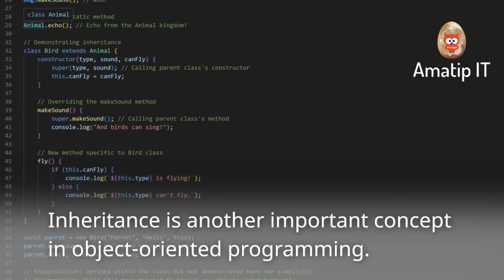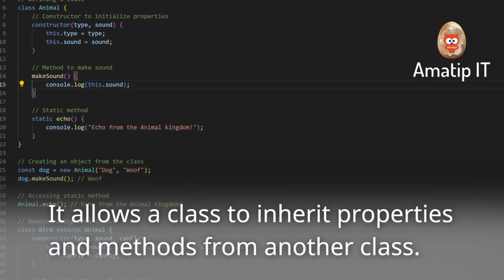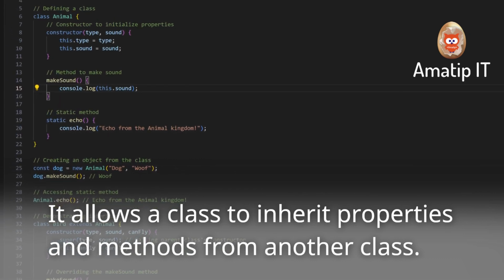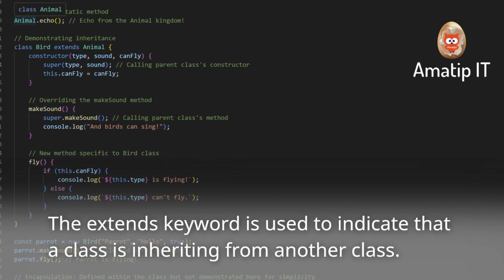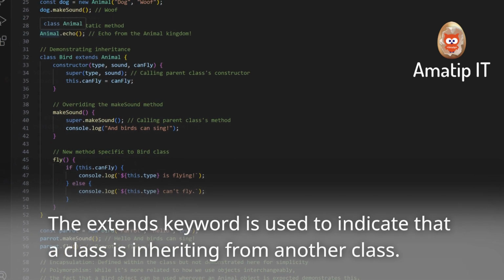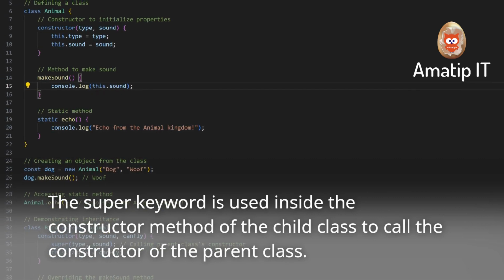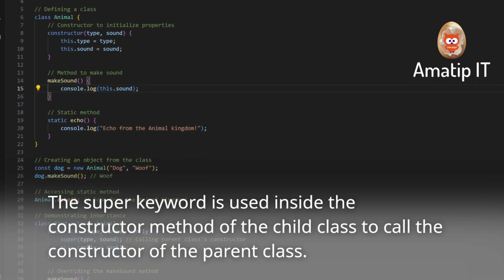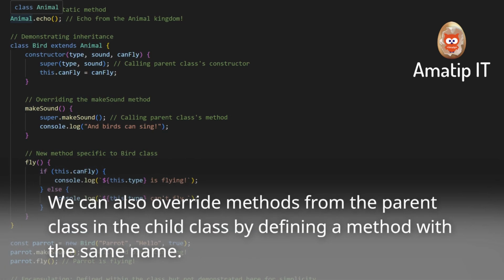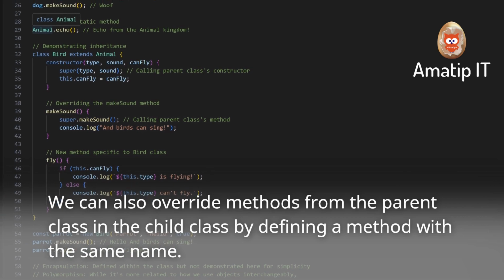Inheritance is another important concept in object-oriented programming. It allows a class to inherit properties and methods from another class. The extends keyword is used to indicate that a class is inheriting from another class. The super keyword is used inside the constructor method of the child class to call the constructor of the parent class. We can also override methods from the parent class in the child class by defining a method with the same name.